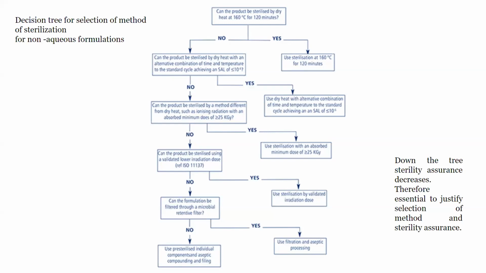So here it should absorb a minimum of 25 kilogray radiation dose, because that is considered effective to kill microbes and spores. If the material is such that it doesn't absorb that radiation dose, then it may not be an effective method of sterilization. So if the material is sufficiently absorbing radiation and shows sterility, then go for the radiation.